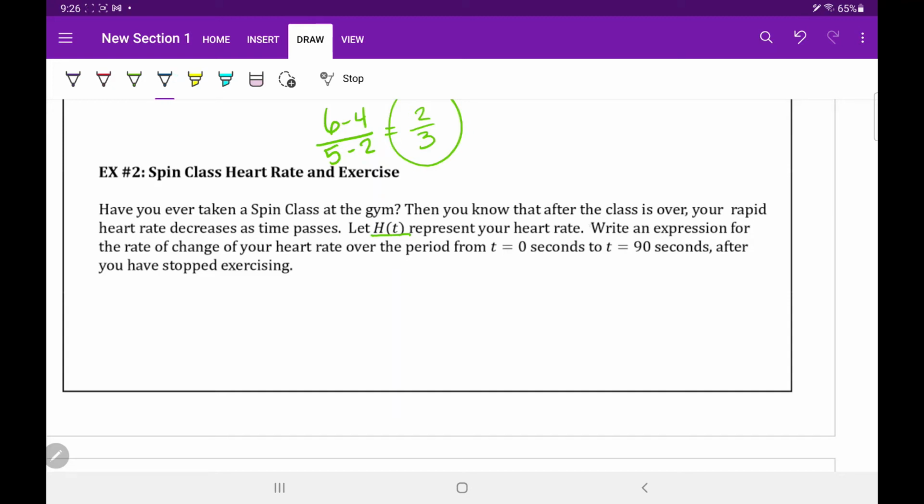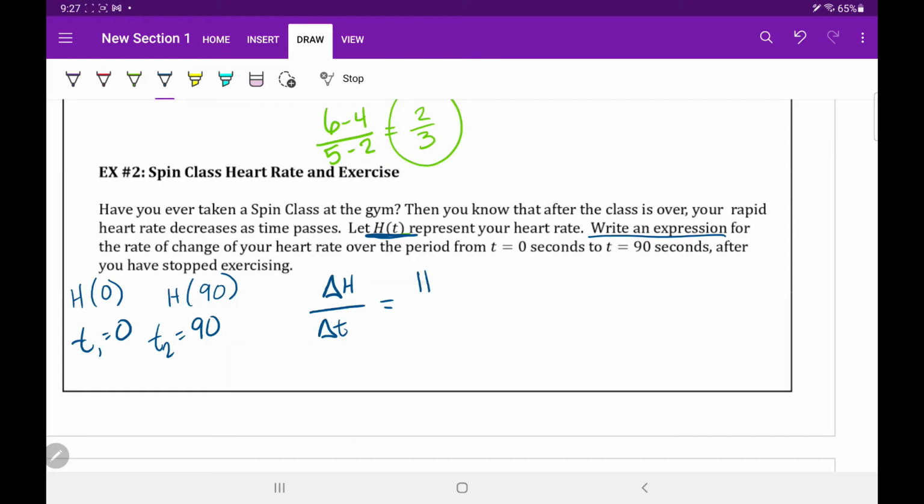So all this is asking us to do is write an expression for it. And we've got a time frame of 0 and 90 seconds. So t sub 1 is 0. And t sub 2 is 90. We know that much. And what's our heart rate? Well, we don't know, but we know that it's h of t. So what do we need here? H of 0 and h of 90. Since we're only writing an expression, we don't actually need to work this out. So we can just say, what is the change in h over the change in time?